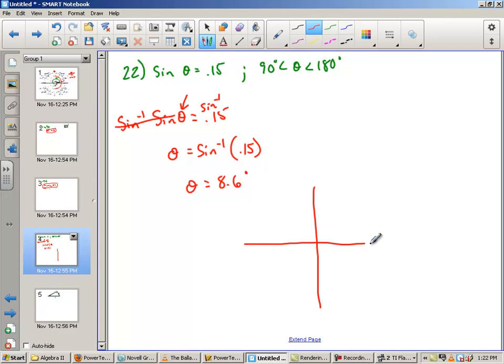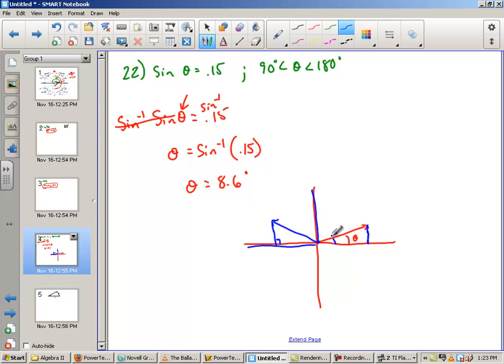Well, the problem is 8.6 degrees is right over here. But this is not where they asked. They asked me to find one that's over in this region. Well, remember, the sine value has to do with the y. So there's a certain y value here. I want another triangle that's over here that uses the same y value, or same height. Well, if I reflect all the way over here, I get the same y value.